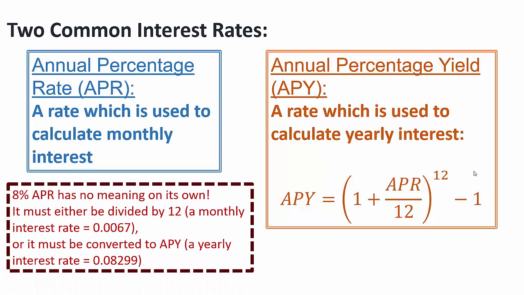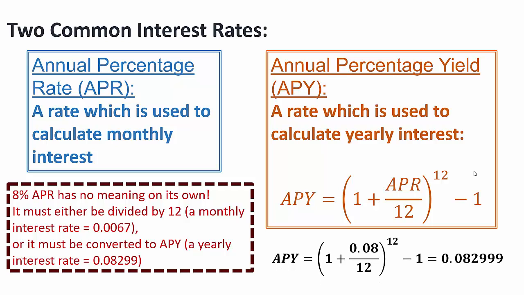It's really important to know that APR has no meaning on its own. It must either be divided by 12 in order to get a monthly interest rate, or it has to be converted to annual percentage yield, which is a yearly interest rate. The actual value of APR really doesn't have a lot of meaning. So if you want to check my work, APY for an APR of 8% is 8.2999.